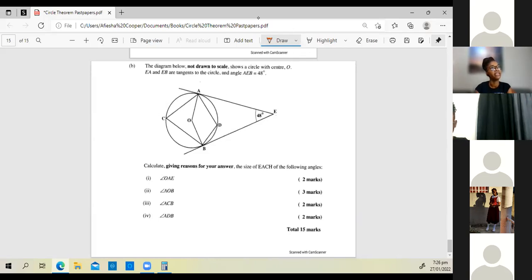O, A, E, we know that's 90 degrees. A, O, B, how much is that? 132. A, C, B, 66. And A, D, B, 114. Same thing from up here.